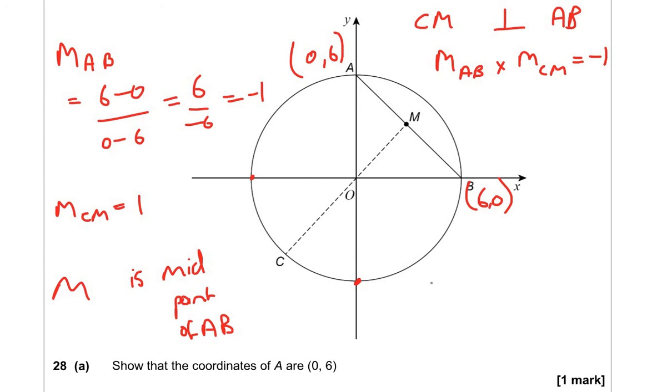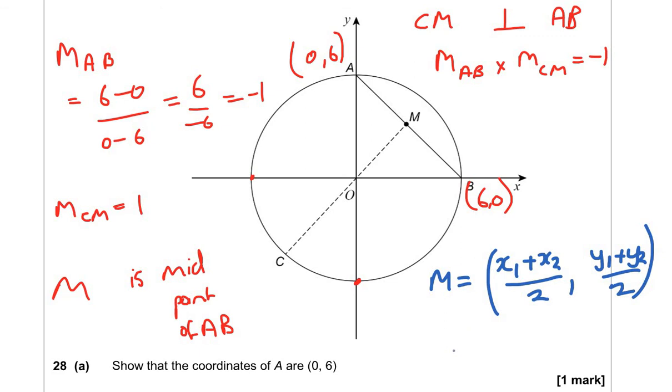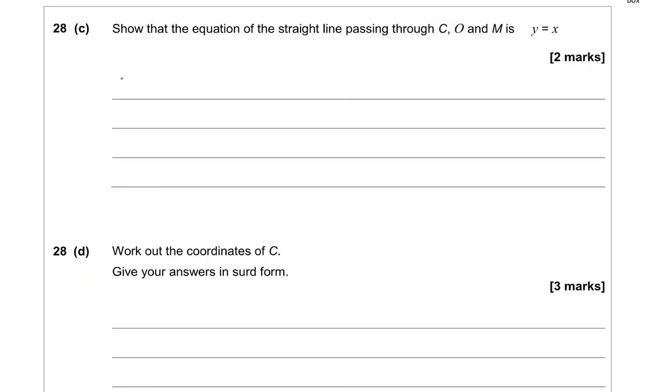Right, and we can find the midpoint as follows. So M equals x1 plus x2 over 2, y1 plus y2 over 2. So let's do this. Well, x1 plus x2 is 6 over 2, y1 plus y2 over 2 is 6 over 2, and so the midpoint is 3, 3. So we have M is 3, 3, and we have gradient is 1.